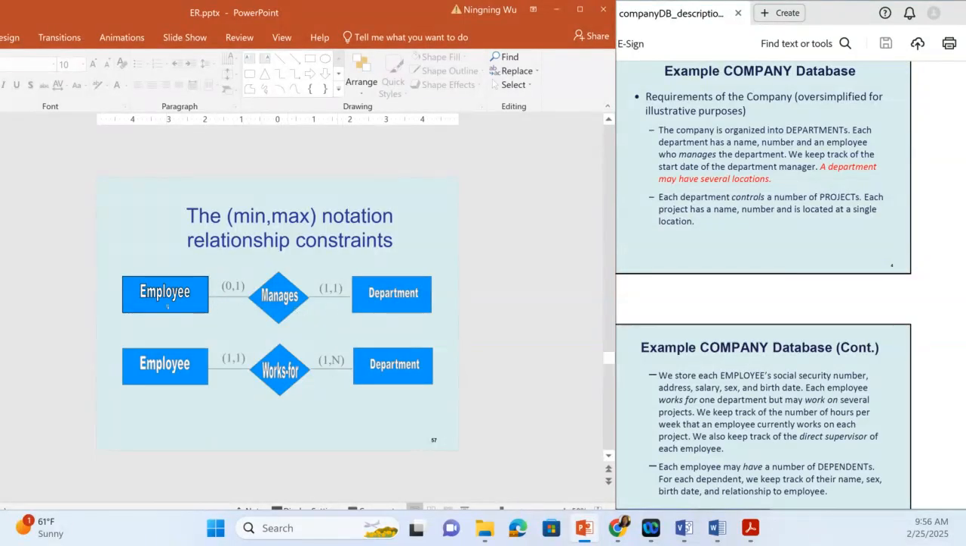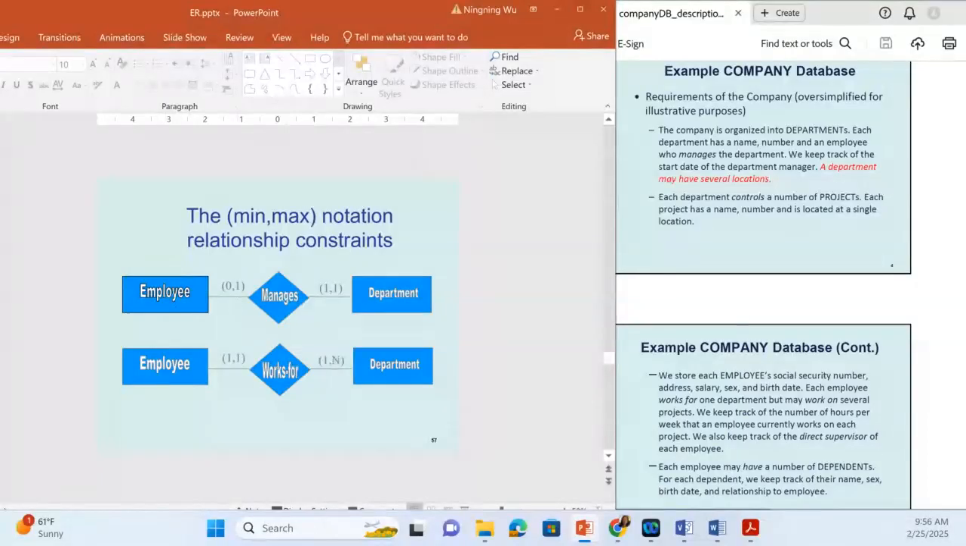For example, for the employee, we use a pair of numbers. The 0 means the minimum number of relationship instances that an employee participates in for manages. And the 1 indicates the maximum number of relationship instances an employee can participate in for manages. So what does that mean? 0 means partial. If the minimum number of instances is 0, that means some employees may participate in manages, and some may not.